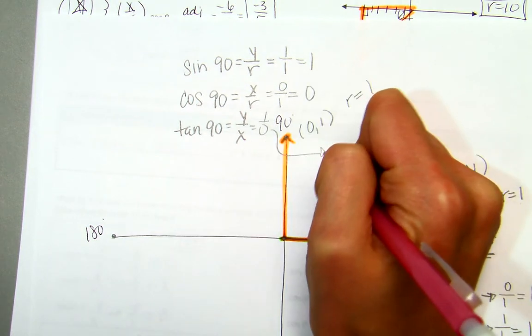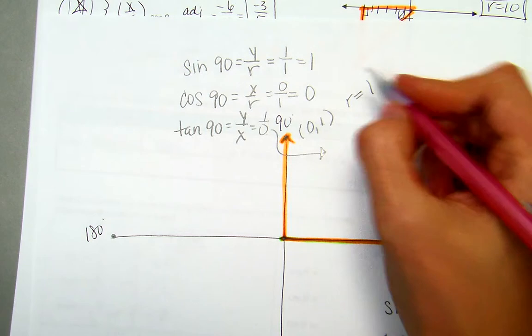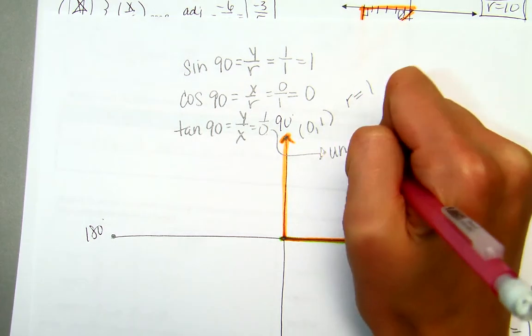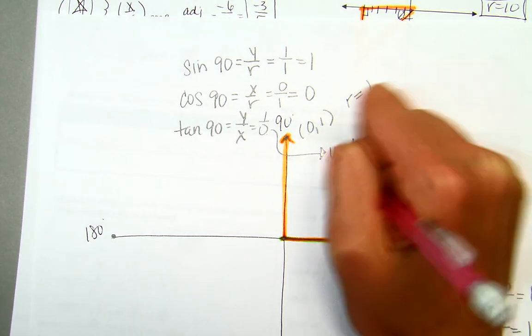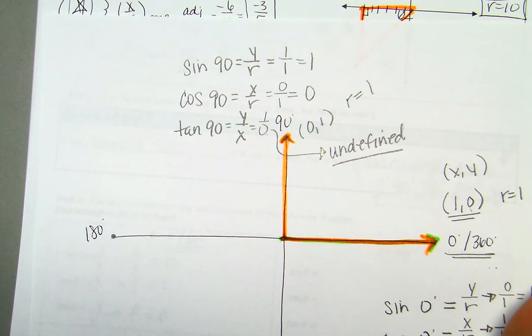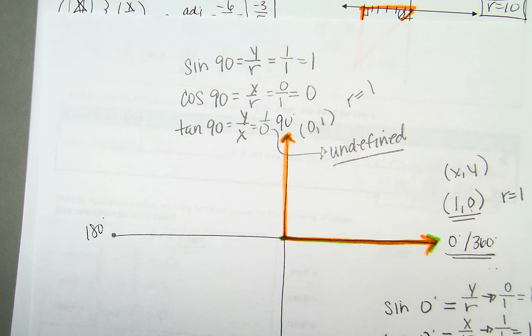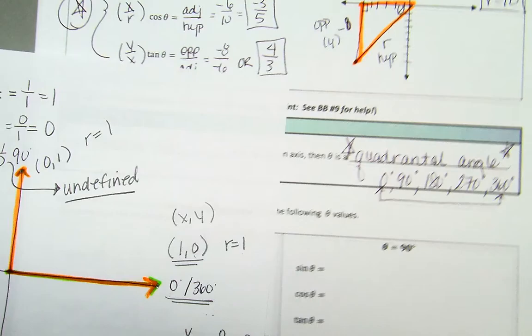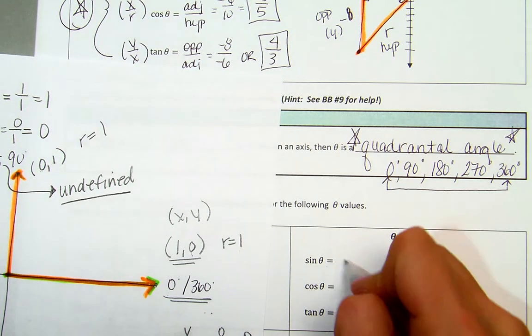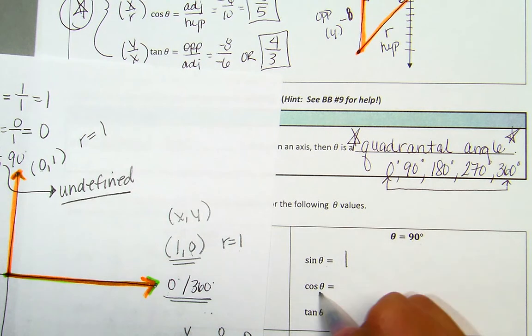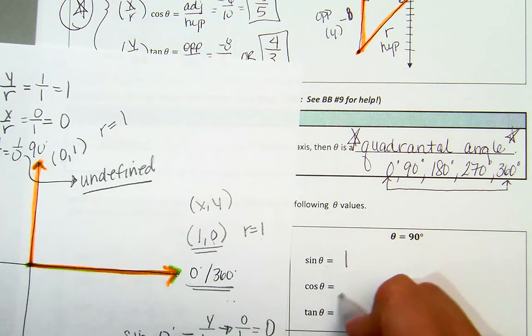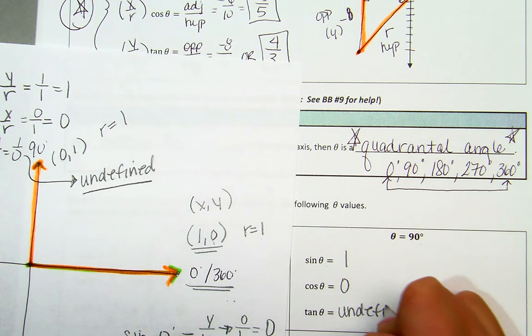In your fractions, you can never have 0 in your denominator, so we're going to call this undefined. So your tangent at 90 degrees is undefined, and we'll eventually get to talking about why that is true a little bit down the road when we start talking about graphing. So at this point, we can fill in: sine of 90 degrees will forever be 1, cosine of 90 degrees will forever be 0, and tangent of 90 degrees will forever be undefined.